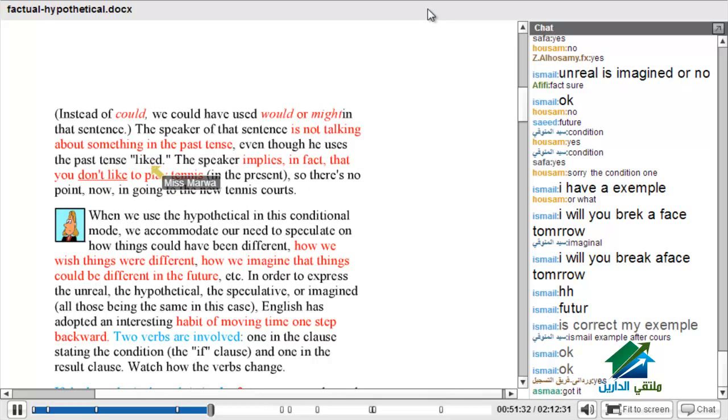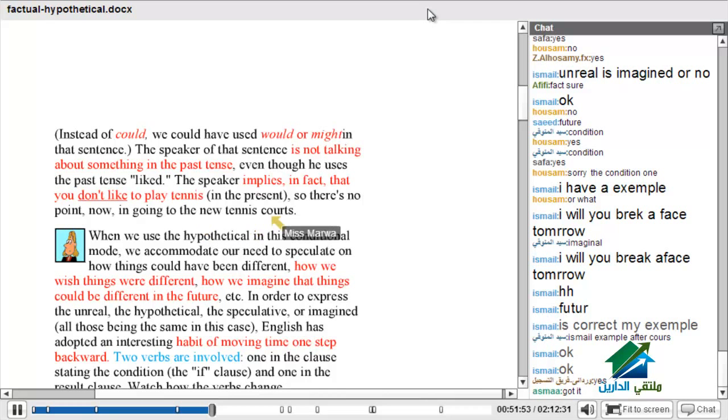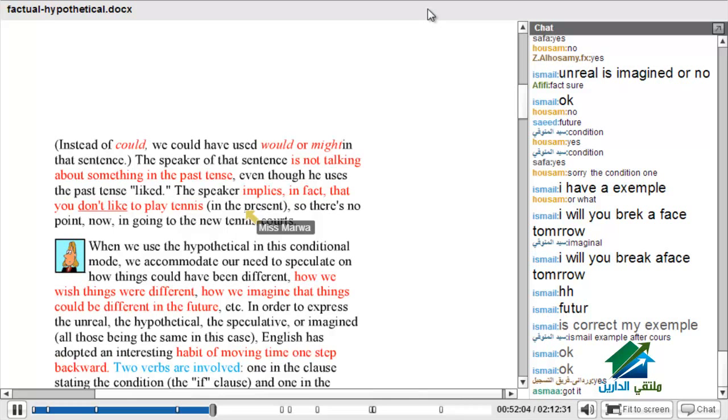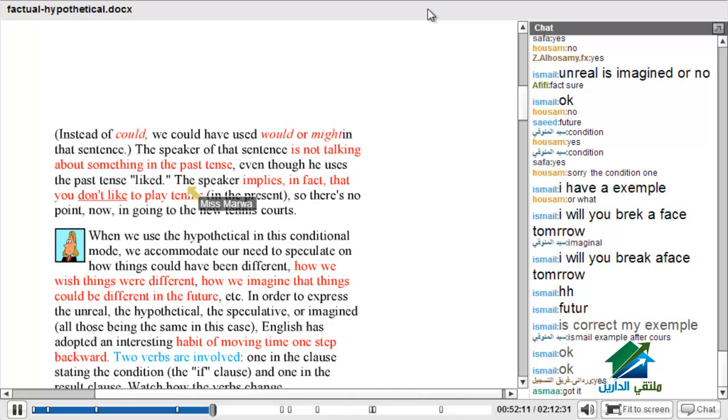Even though he uses the past tense liked, the speaker implies in fact that you don't like to play tennis in the present. He is telling him you don't like to play tennis. So there is no point now in going to the new tennis court. You don't like tennis in the first place, so there is no need for us to go to a new tennis court. So it is something not real, something I wish were happening but unfortunately it doesn't exist now. This is not factual, it is hypothetical. I wished you were like that, but you are not like that. So we don't need to go to the new tennis court. So the situation in the present, I took a step back.